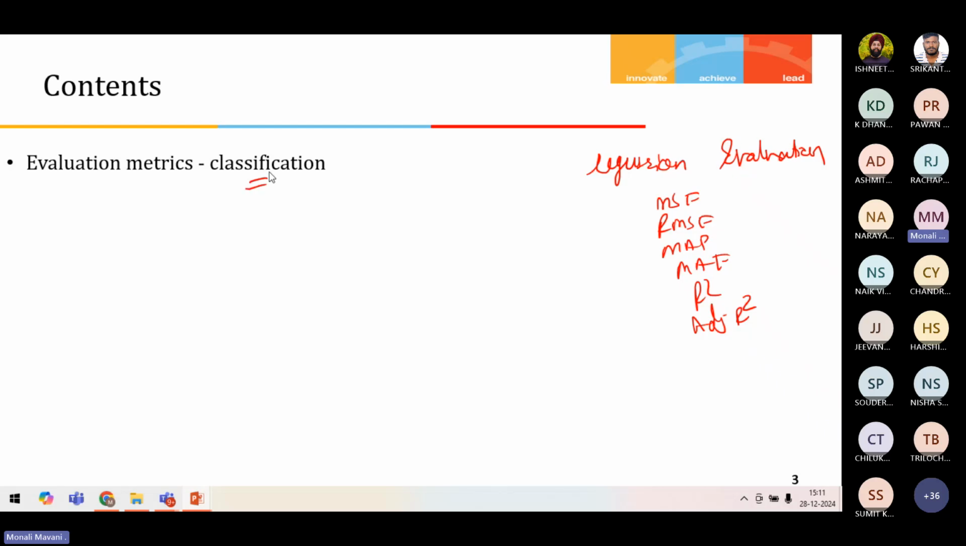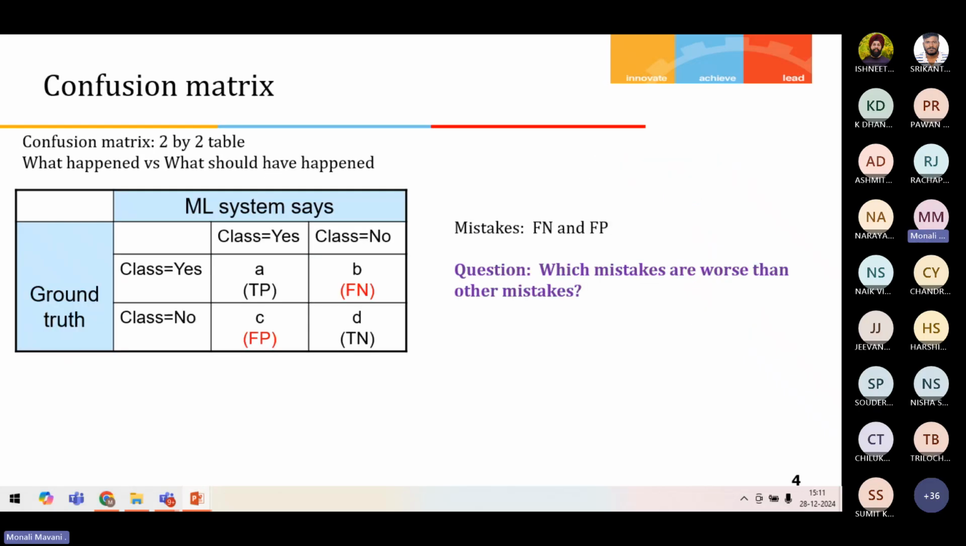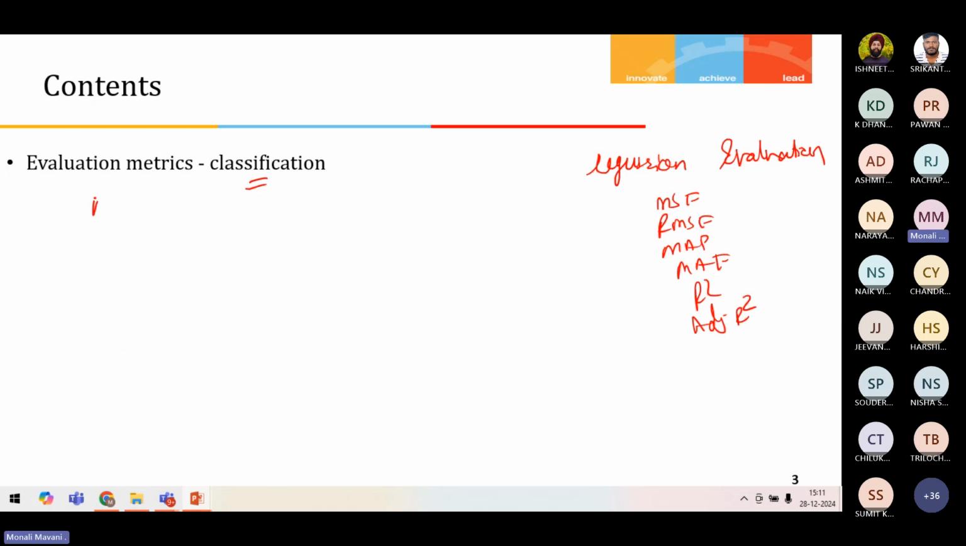Similarly, now we will see classification metrics. There are different classification evaluation metrics. We have accuracy, then precision, recall, F1. A lot more are there, but these are the ones very popularly used, and I'll discuss them. Then we have the ROC curve, AUC curve, etc. A lot of other classification metrics are available, but these are the popularly used ones.